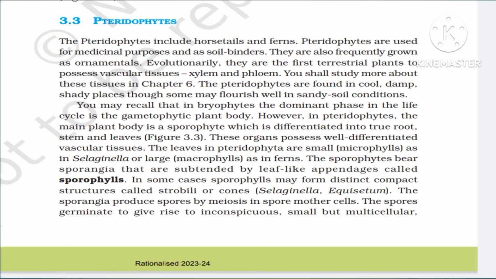In bryophytes the dominant body is the gametophyte, but here in pteridophytes the main plant body is the sporophytic plant body, which is differentiated into root, stem and leaf. So here the true root, stem and true leaves are present. These organs possess well differentiated vascular tissues. The leaves in pteridophytes are small microphylls as in Selaginella or large macrophylls as in ferns.